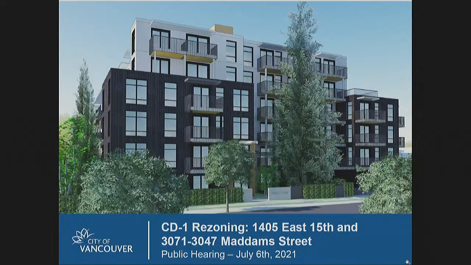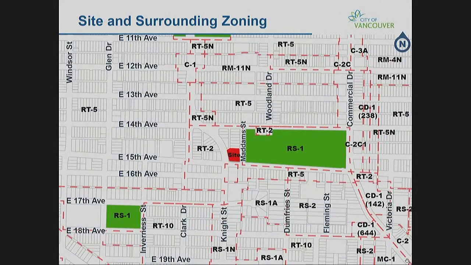The subject site, shown in red, is made up of 4 lots at the northeast corner of East 15th Avenue and Knight Street. The lots are zoned RT2 residential and currently developed with 2 duplexes and 2 detached houses. Surrounding sites to the north and west are also developed with mostly houses and duplexes.